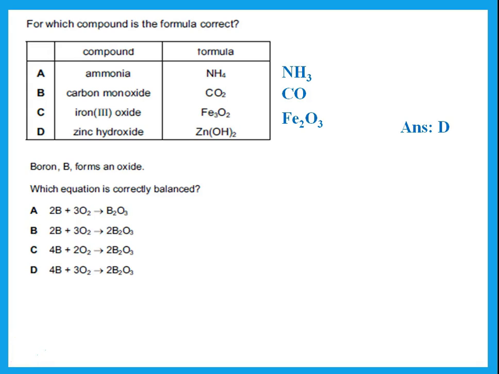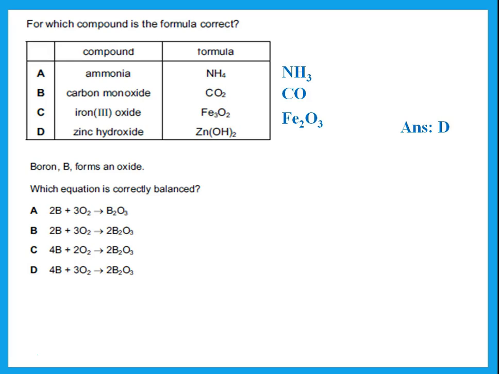Okay. Boron forms an oxide. Which equation is correctly balanced? Again, let's check to find that they have the correct formula, and then we check to see if it is balanced. So for all of them, boron is not diatomic, so boron stands on its own. Oxygen is diatomic, so oxygen has to be O2. And if you look at the periodic table, boron is in group 3, so it has a valency of 3. So the valency of boron is 3 and the valency of oxygen is 2, so all of these are correct.